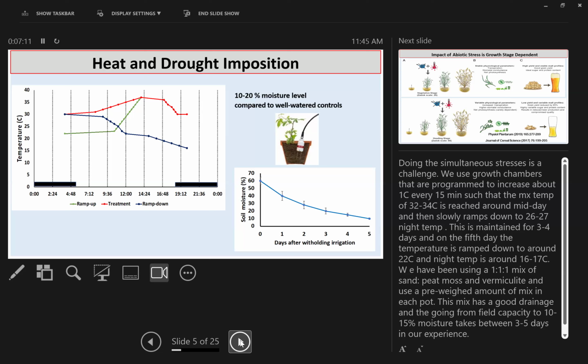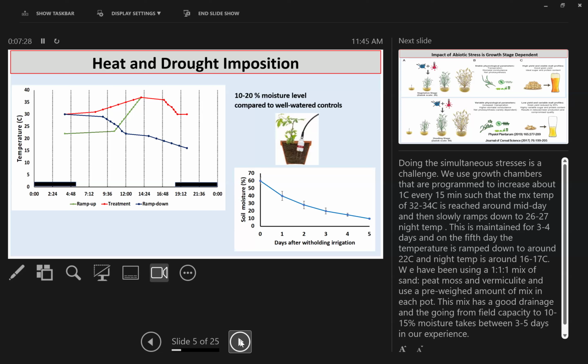Okay, we don't want to stress this too much because we do want the plants to set seeds and give us some data. So you don't want to not water them at all. In some studies I have seen people just say, oh, we withheld the irrigation for 15 days. No, that doesn't work. It has to be realistic.